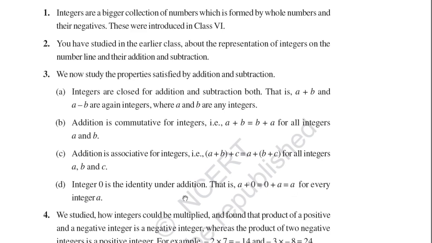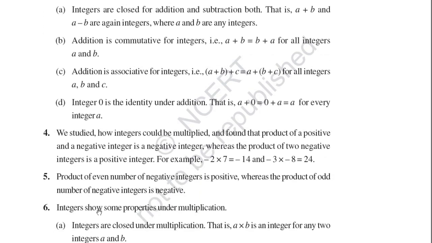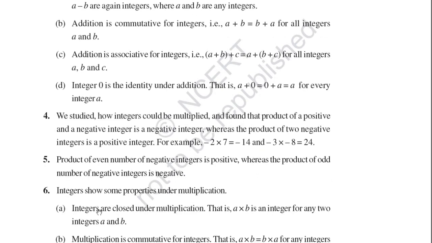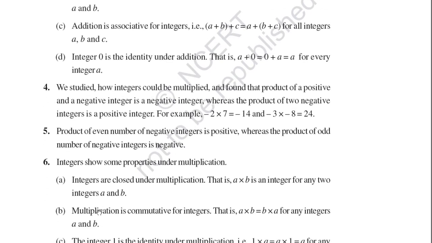Now integers can be multiplied, and we found that the product of a positive integer and a negative integer is a negative integer, whereas the product of two negative integers is a positive integer. For example, when there is only 1 negative, it is negative, and when there are 2, it will become a positive 24. The product of an even number of negative integers is positive, whereas the product of an odd number of negative integers is negative. We have studied this also.